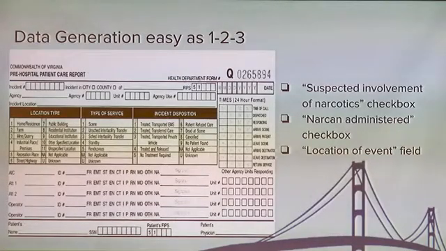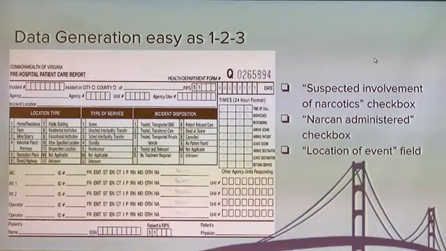It's actually really easy. This is an example of a form that an EMT would fill out when responding to a scene, and what we're proposing is just adding 3 simple checkboxes to this form. The first is whether the incident was reported as involving narcotics. The second is whether they administered Narcan as a response. And third and most important is the location where this event occurred.